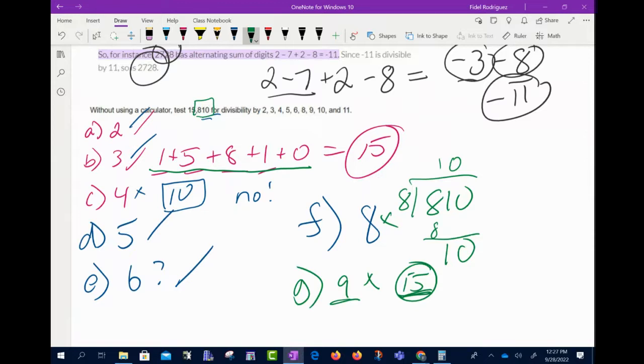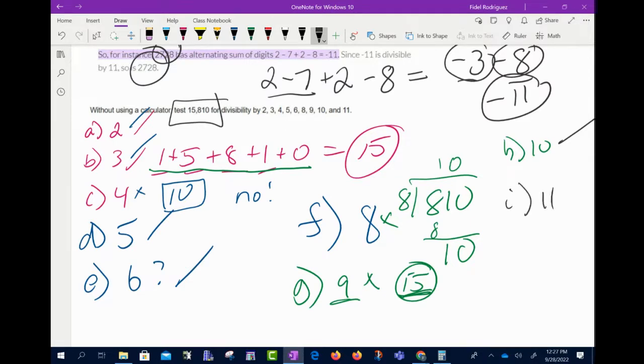Okay. A, B, C, D, F, G, H. H says, let's check 10. We should be able to divide it by 10 if it ends in a 0. And yeah, it ends in a 0, so we can divide it by 10. H, I. And now we're going to check 11.